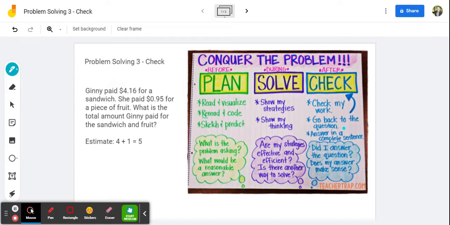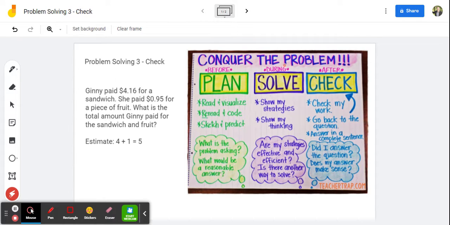We are going to go back to the question, which we just read right here, and answer in a complete sentence. Ooh, so we need to do that still. And this is what we should think about in this episode. Did I answer the question? And does my answer make sense? And thinking about whether your answer makes sense, we're going to refer back to our estimate. So our estimate showed us that when we rounded the numbers to the nearest dollar, we got 4 plus 1 equals 5. Well, 5 is pretty close to our answer of 511. So that does seem reasonable.